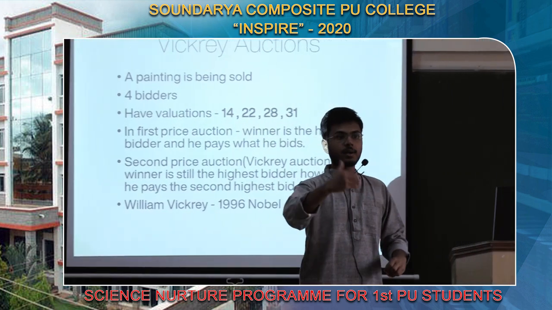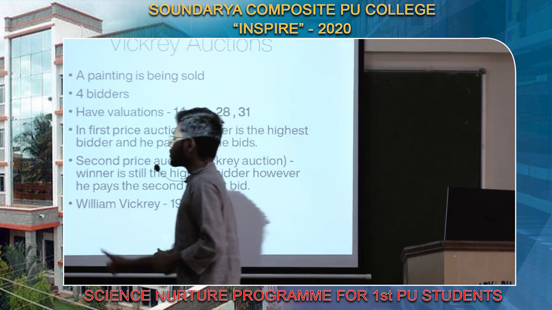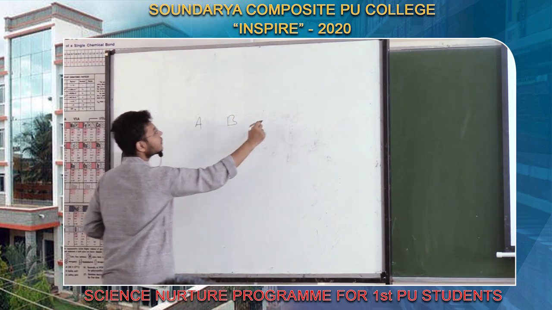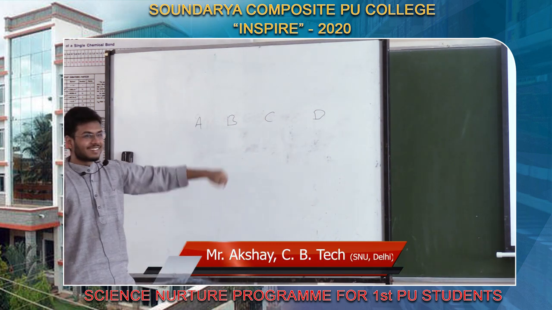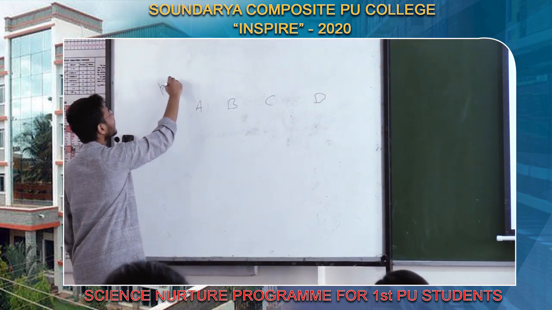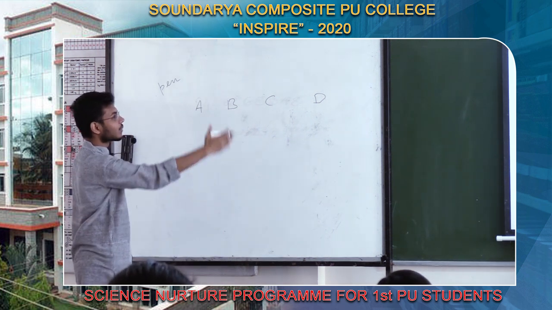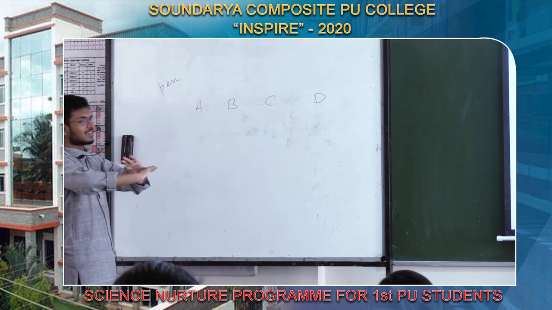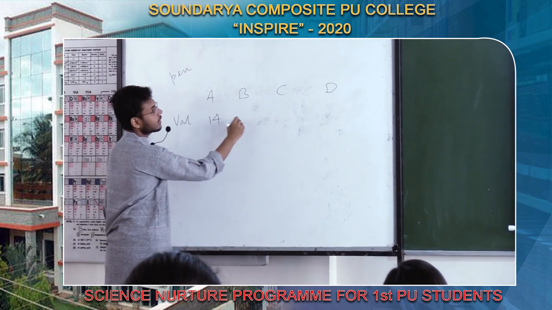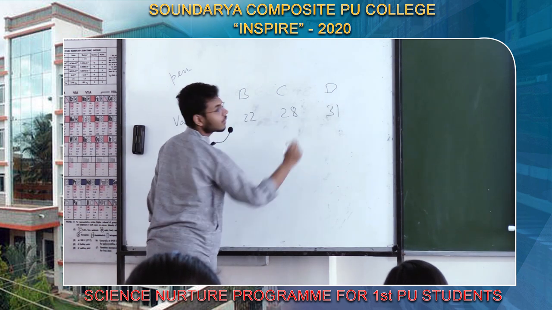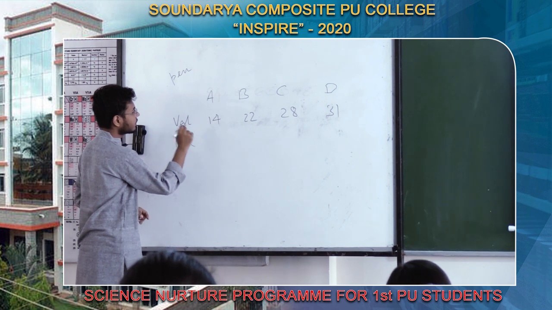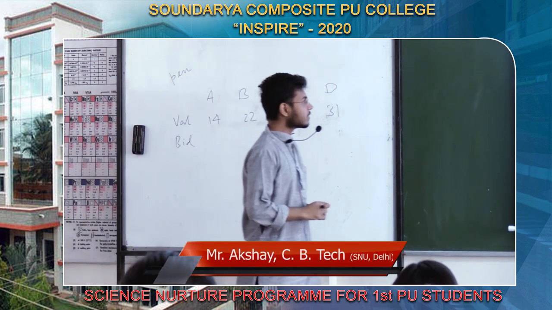Now come the bids. These are separate from valuations. Bids are what you actually bid. So there are four people: Arjun, Bhim, Chota Bhim and Doraemon. They are trying to buy a pen. It can be a really bad pen, 14 rupees, 20 rupees, or a golden pen, 14 lakhs, 20 lakhs. Doesn't matter, the model is the same. The valuations of each of these are 14, 22, 28 and 31. These are numbers I've chosen; they can be anything in the real world. So if these are the valuations and there are four people, if it's an English auction, how will they bid?